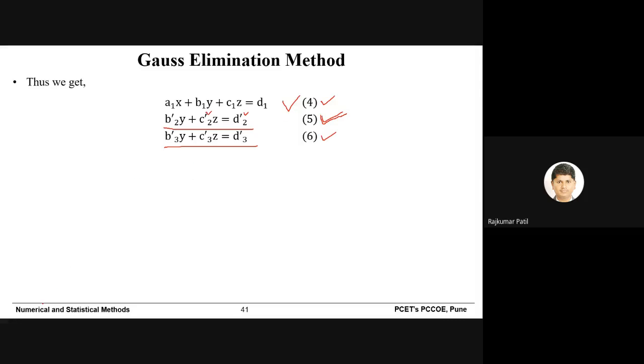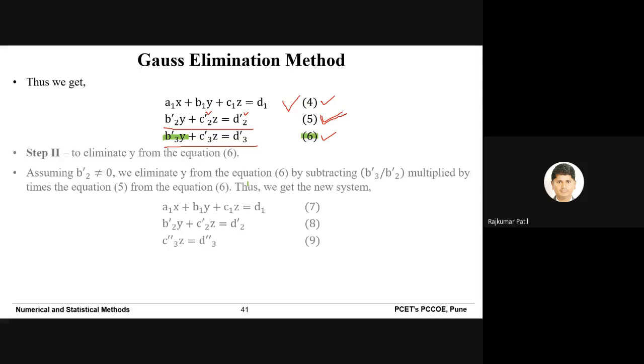Now the next objective is to make y equal to 0 in equation number 6. So here what you need to make sure is that first of all b2 dash is not equal to 0. If b2 dash equals 0, then what you can do? You can interchange these equations by shifting just the rows.